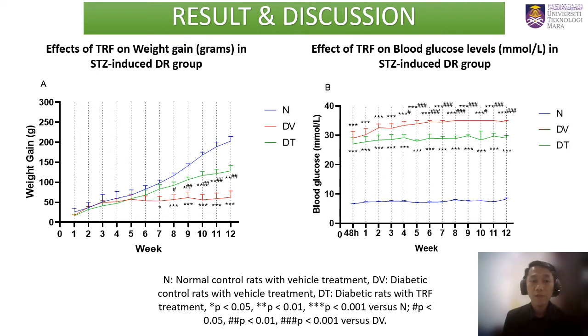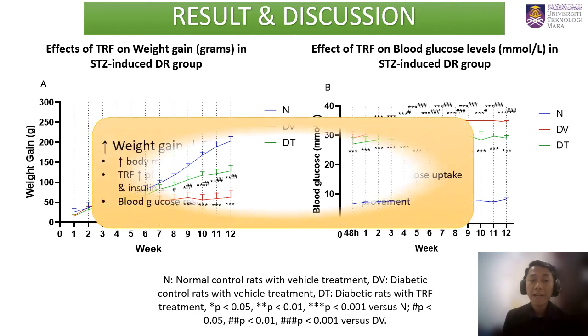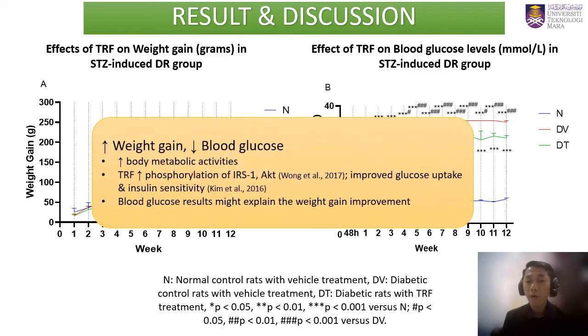For blood glucose, NR rats showed around 7 to 9 millimole per liter, whereas diabetic rats showed a constantly high level of glucose. DT showed a small but significant lowering as early as week 4. This could be due to an improvement in the uptake of glucose by body cells, which is like what has been reported previously.